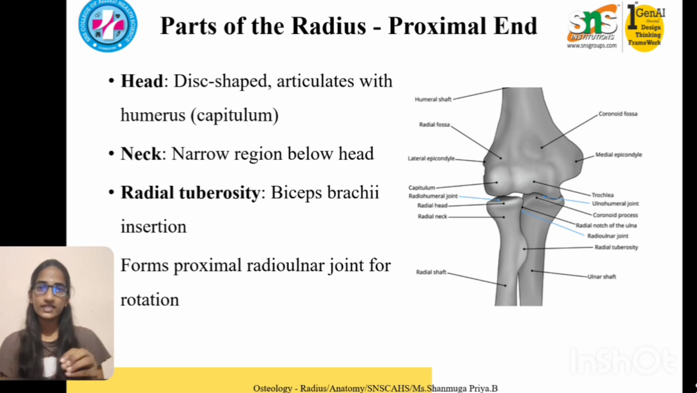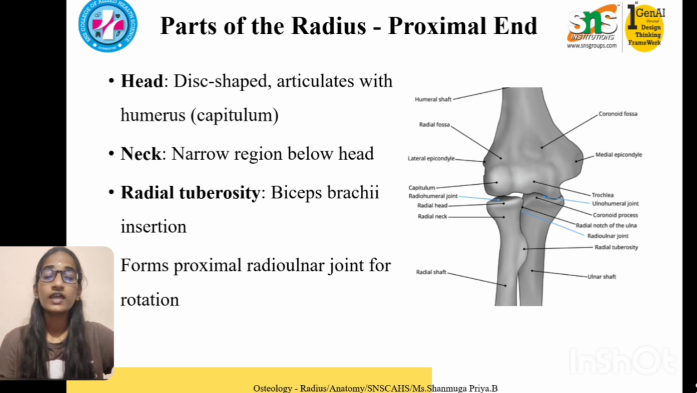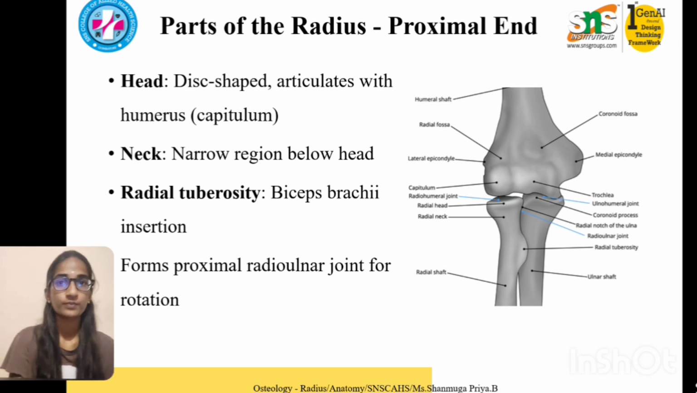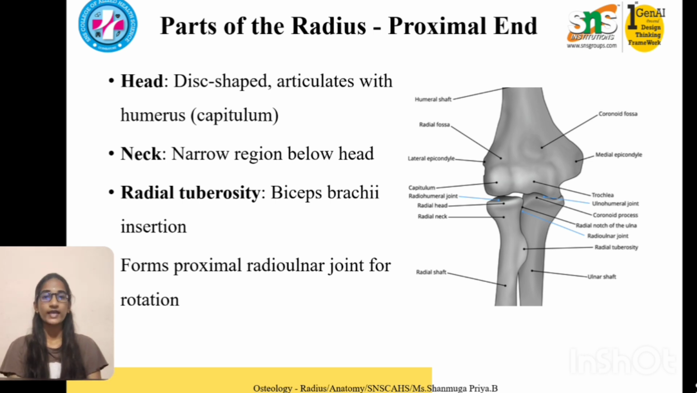Now we are moving to the parts of the radius, mainly the proximal end. This includes the head, neck, and radial tuberosity. The head is disc shaped and it articulates with the capitulum of the humerus, the round part at the bottom of the upper arm bone. Below that is a narrow neck, and then there is the radial tuberosity, a rough bump where the biceps brachii muscle inserts. This is key for supination, or rotating your forearm outward. This proximal end also forms the proximal radio-ulnar joint, allowing rotation between the radius and ulna.